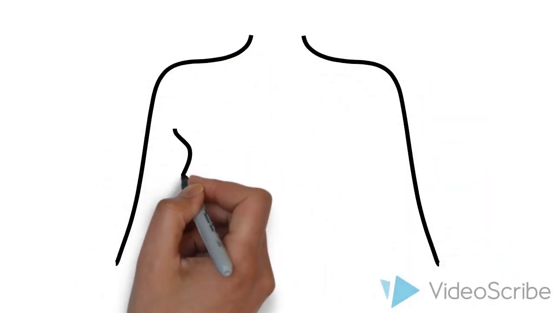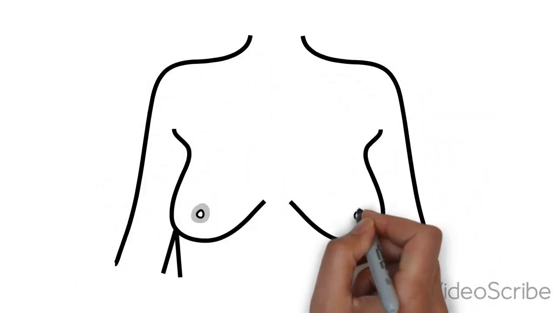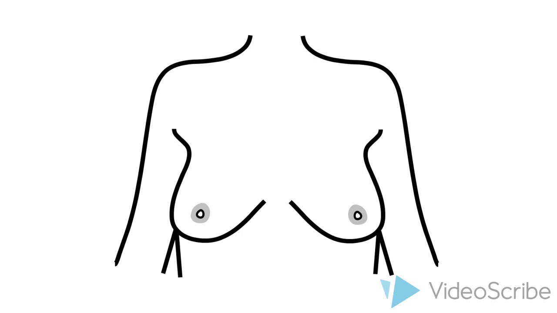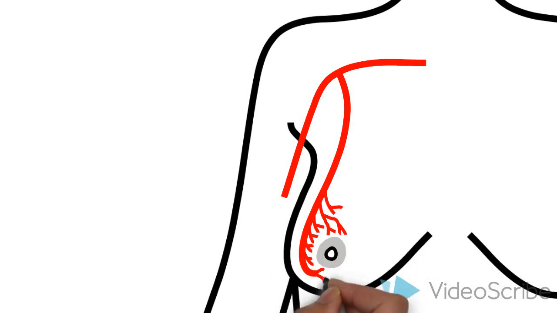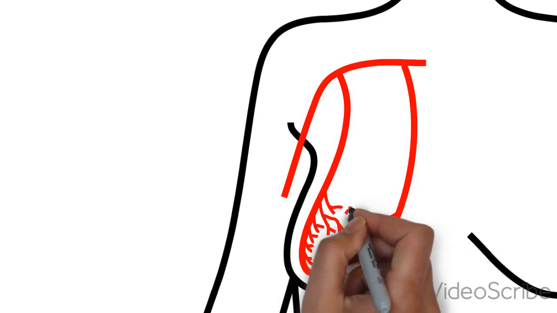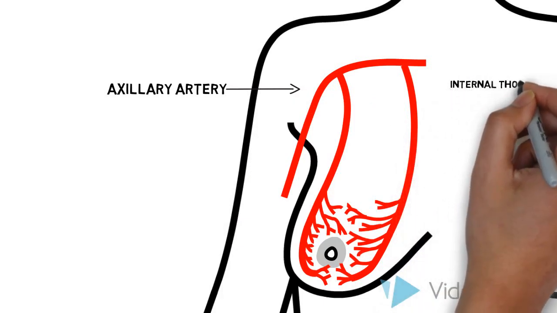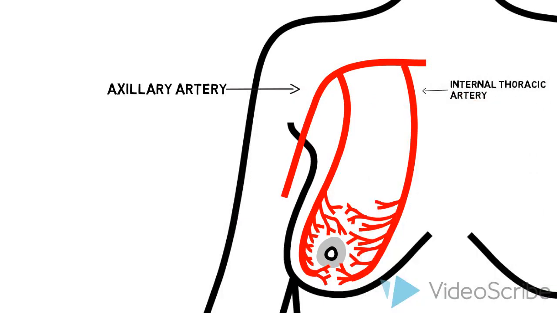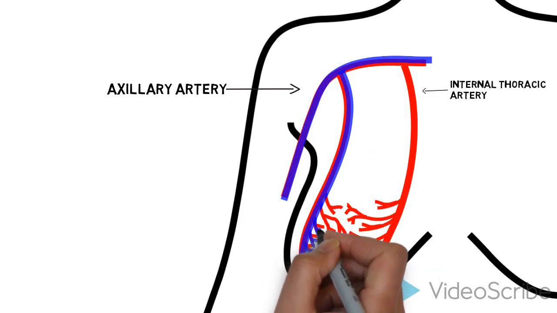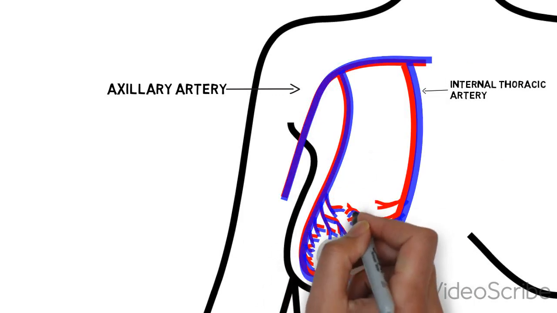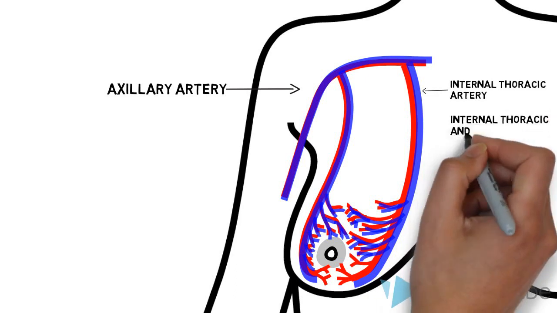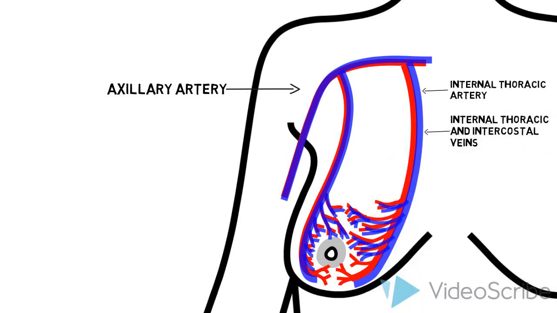When discussing the spread of breast cancer, it is important to understand both the vascular and lymphatic drainage of the breast. Arteries originate from the axillary artery laterally and the internal thoracic artery medially. They travel in a spoke-like pattern towards the nipple. Veins travel parallel with the arteries and drain into the internal thoracic and intercostal veins.